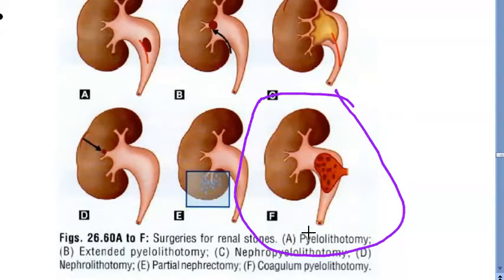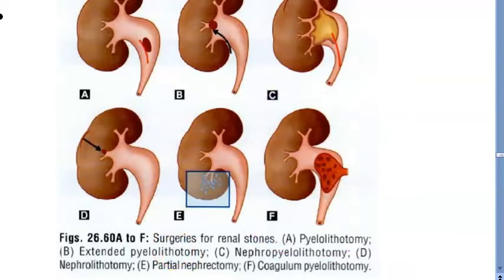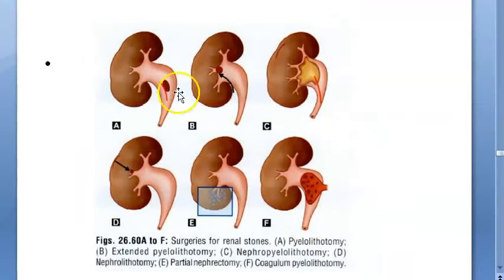How? Wow. So you're putting something here, it is entangling all the stones. Sounds like some bubble gum. You put some bubble gum and all the stones are sticking to that bubble gum and then this bubble gum will become hard and they're removing that, is it? Coagulum pyelo-lithotomy. Lithotomy. Why? Because you're just bringing the stones out. Okay.